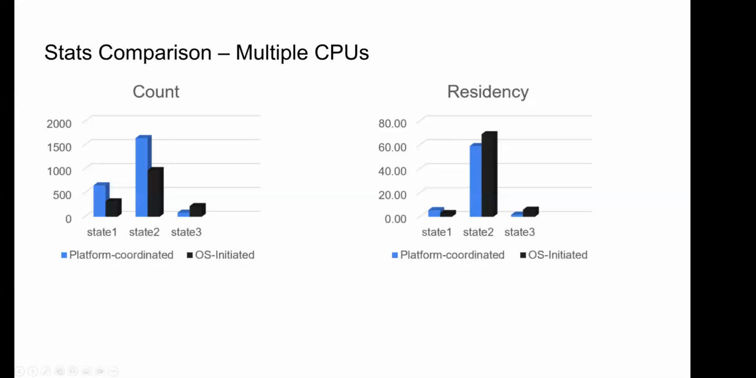So a question here. When you measure these numbers of count and residency, are they measured from the hardware or from Linux kernel stats? They are measured from hardware. Okay. Any other question?